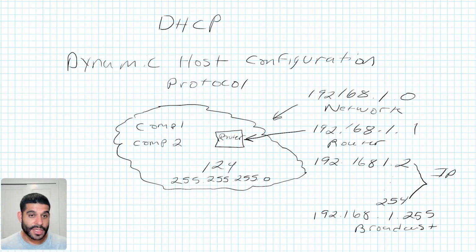Now the next question is, when these computers are coming up online for the first time, meaning they're getting ready to talk, how do you know what IP addresses they should get? Can anyone tell me? You got it. That is where Dynamic Host Configuration Protocol comes into play.